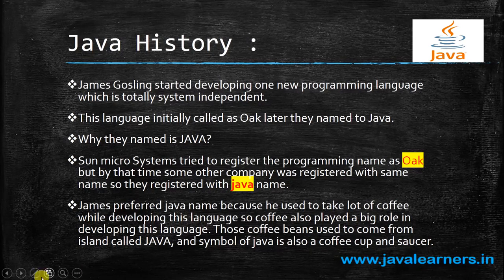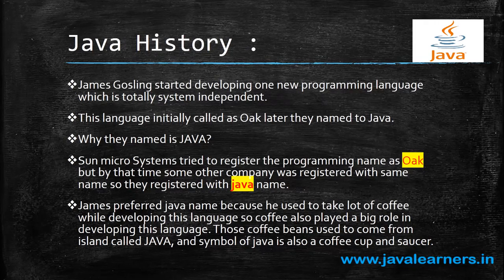Those coffee beans used to come from an island called Java, and you can see the symbol of Java in the upper right side of the slide. They have given us the coffee cup and saucer as the Java logo. So this is the history behind Java, and James Gosling was the author of the Java programming language.